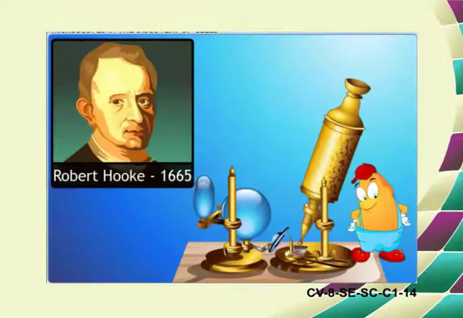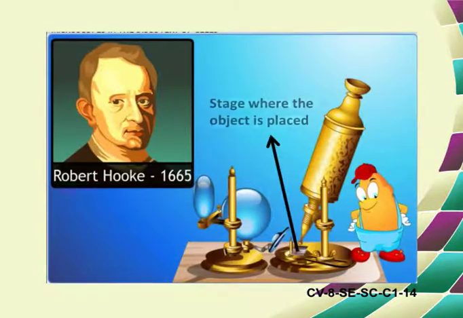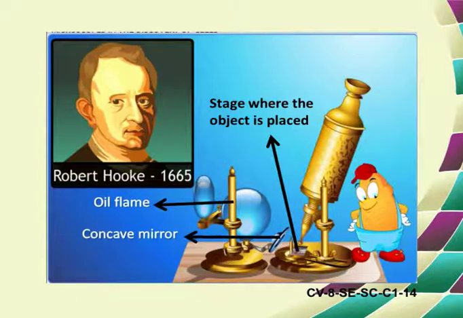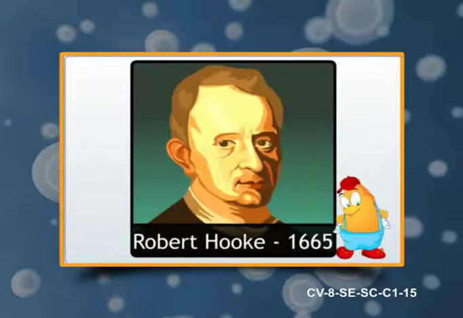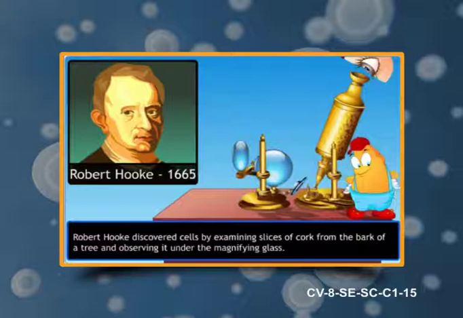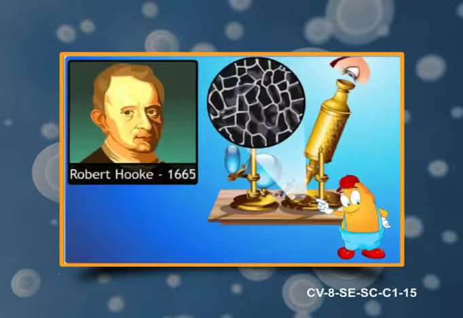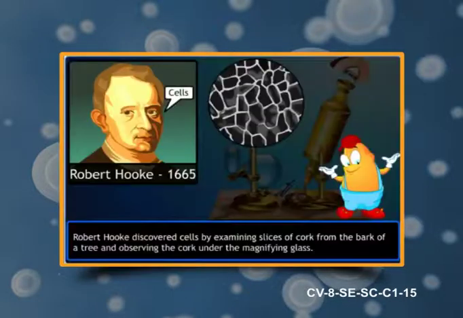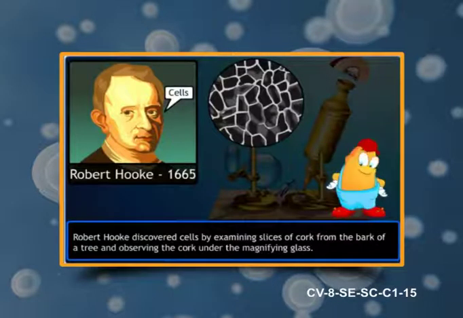Let us understand the experimental setup of his experiment. Robert Hooke, in his experiment, placed the object to be seen on the stage below, and light from an oil flame was thrown on it by means of a concave mirror. Now, let us watch the video of Robert Hooke's experiment. Robert Hooke discovered cells by examining slices of cork from the bark of a tree and observing it under the magnifying glass. He was able to see partitioned boxes. He called them cells. The word cell means small room.